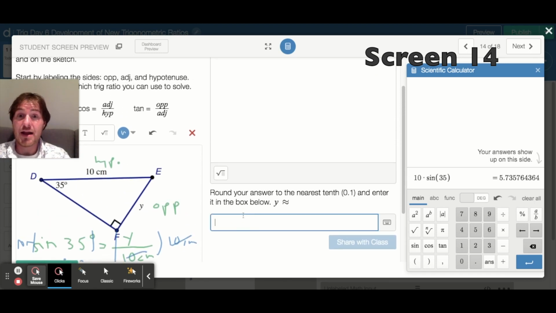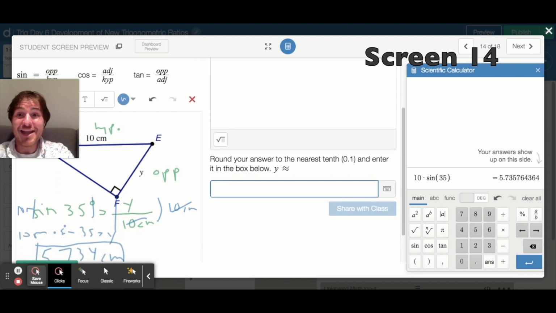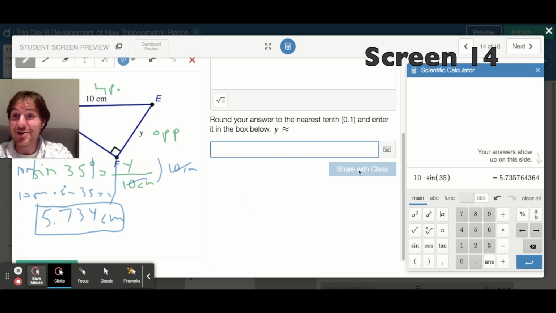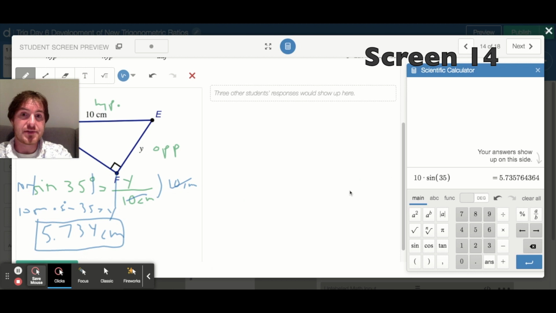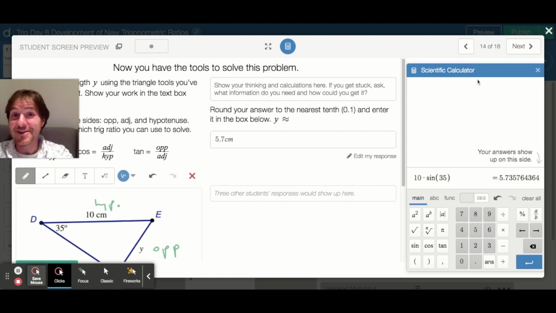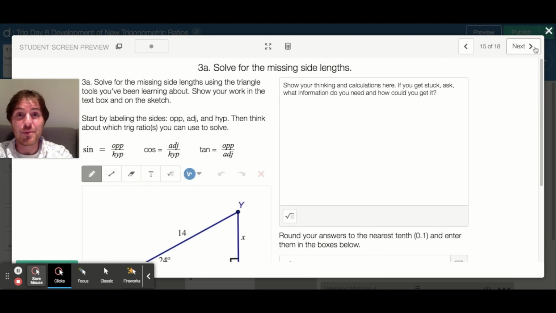Okay, got to put our answer down here. So y is about, says rounded to the nearest tenth. Okay, so let's do it here. We get to share with class as well. So I'm going to do about 5.7. Yeah, and that's the nearest centimeter there. Okay, nearest tenth. Share with class. Okay, hopefully you get to see your answers. That's kind of nice here that you can see what other people had here.